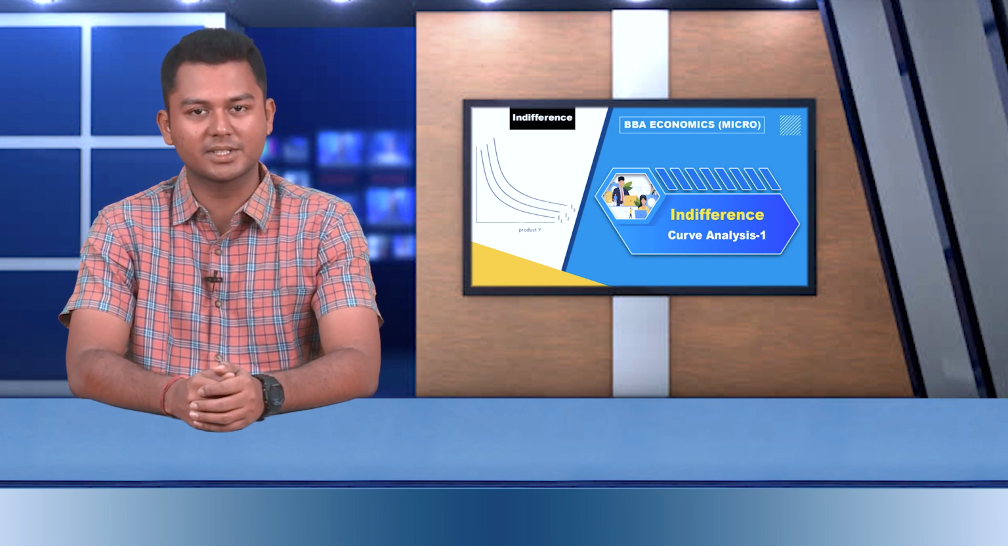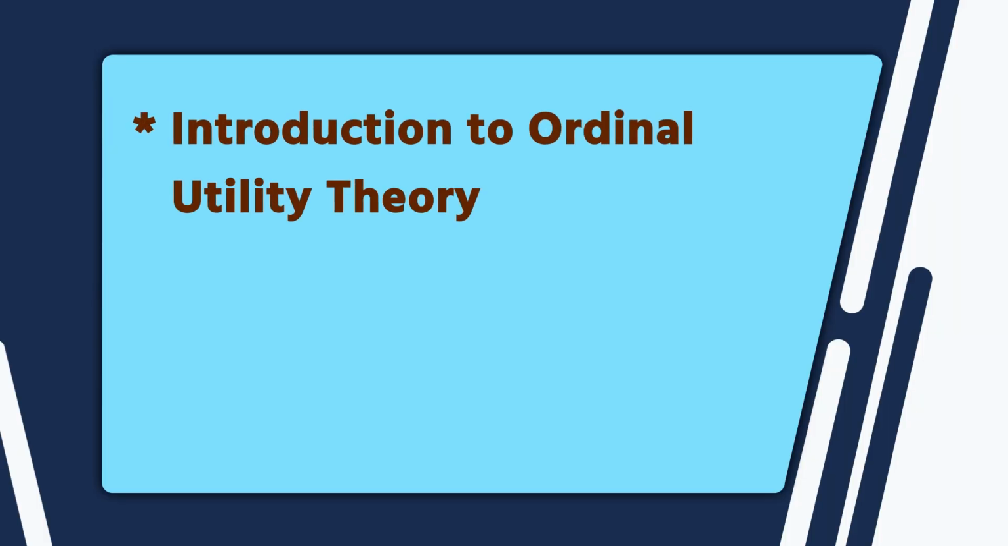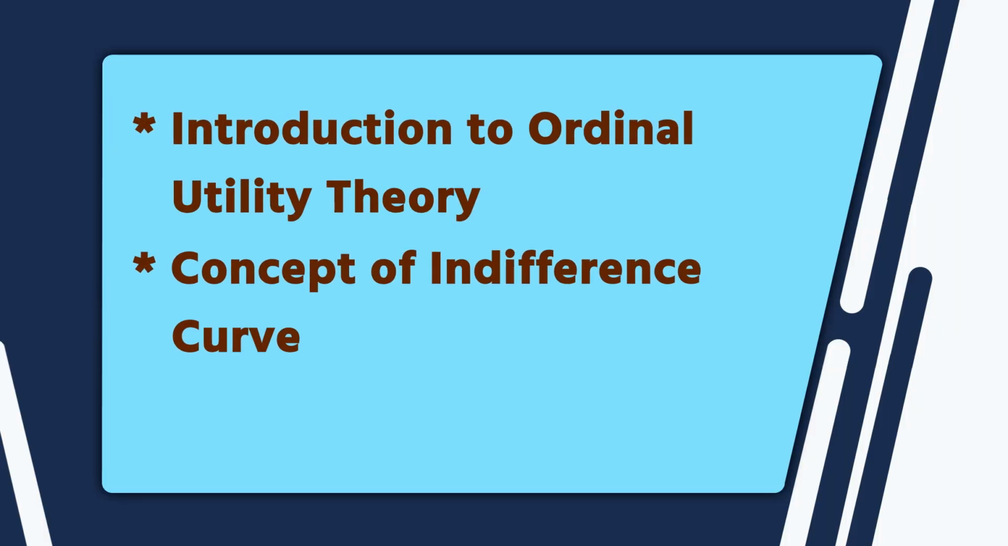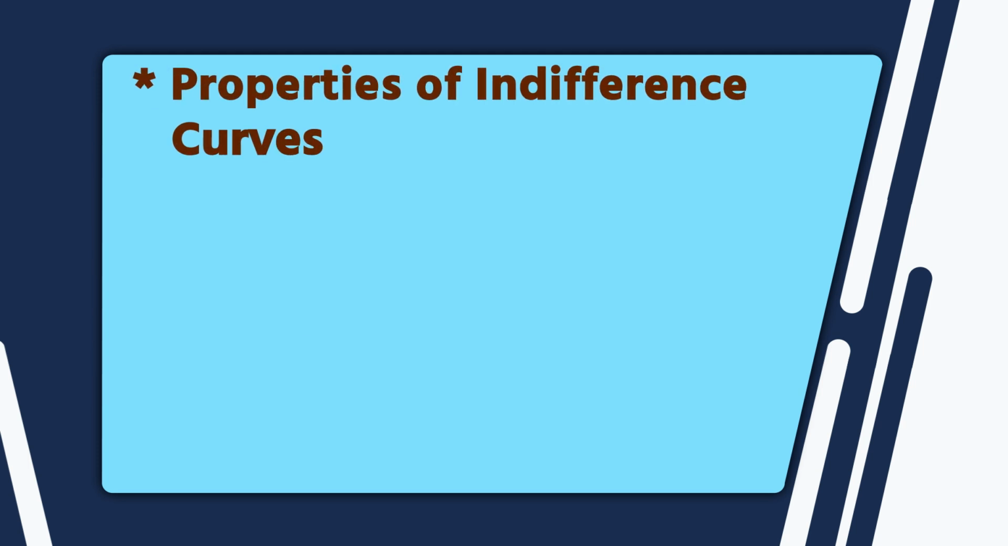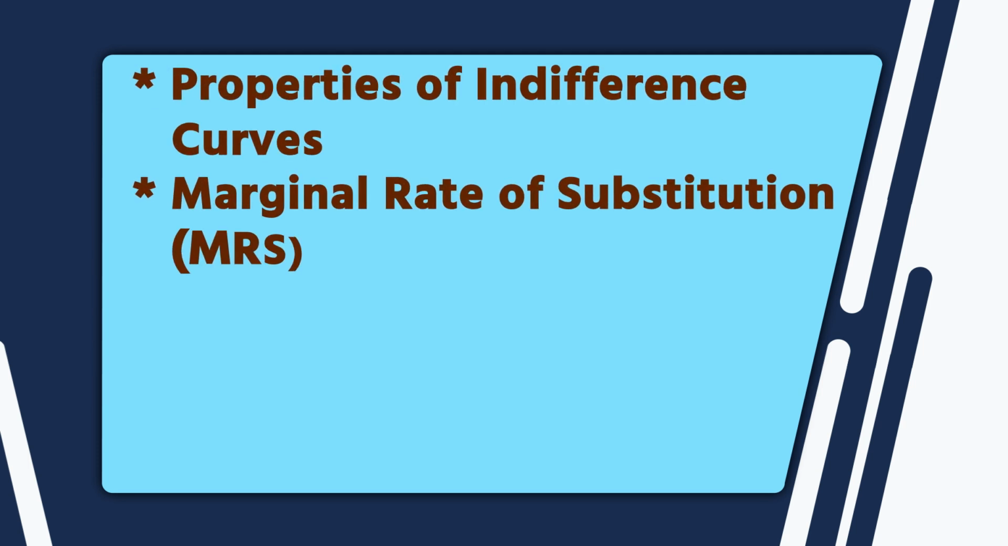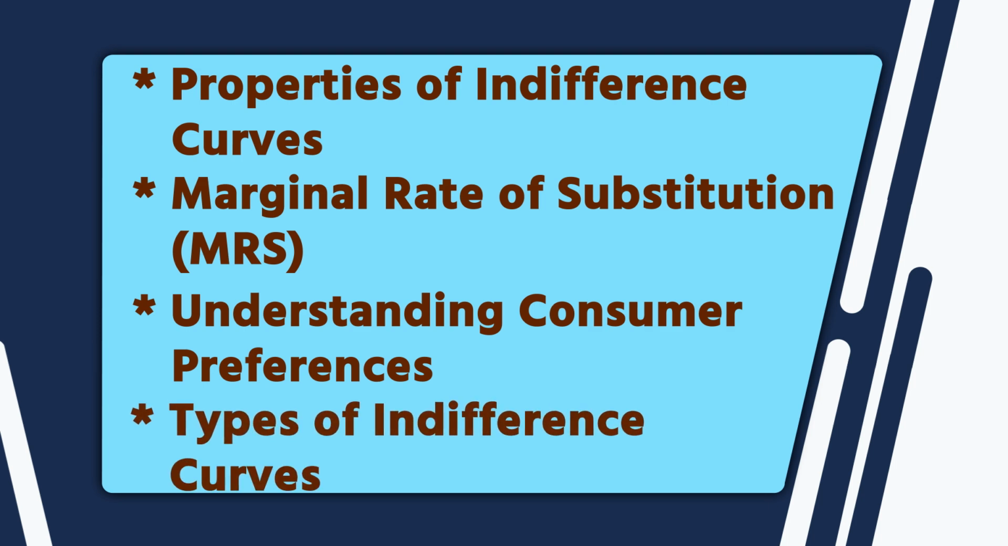So today we are going to start with an introduction to ordinal utility theory. Then we move on to the concept of indifference curve. Further we look at the concepts of indifference map and indifference schedules, before moving on to the properties of indifference curve, then looking at an important concept which is marginal rate of substitution and understanding consumer preferences. Finally, we close the session by looking at different types of indifference curves.